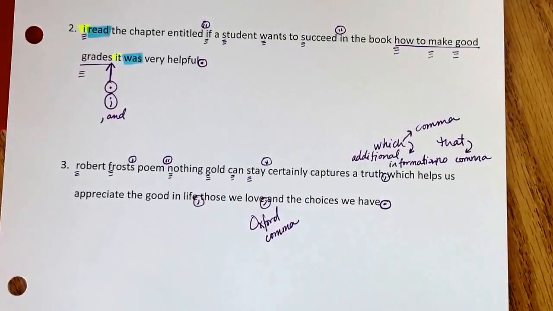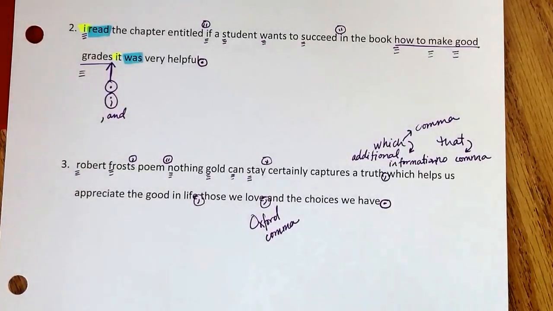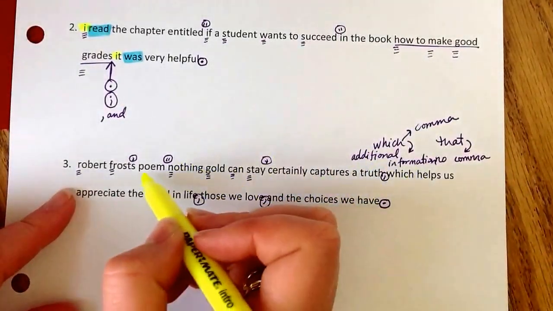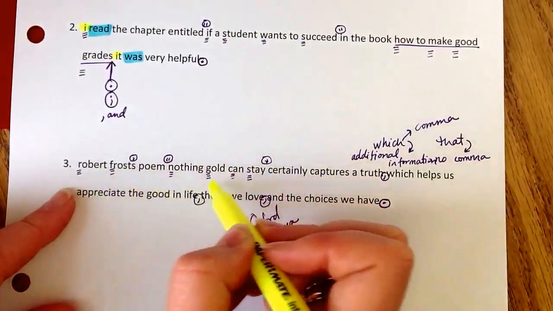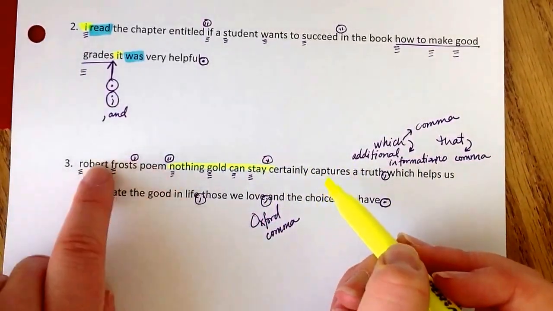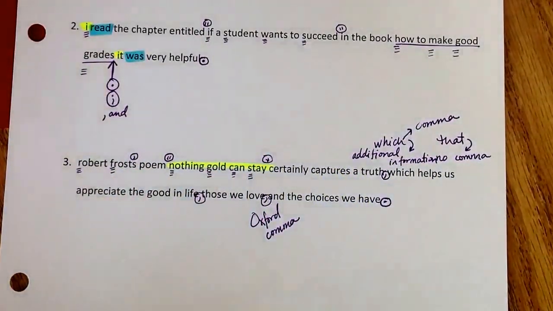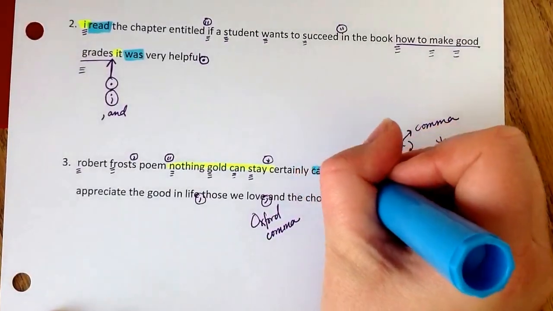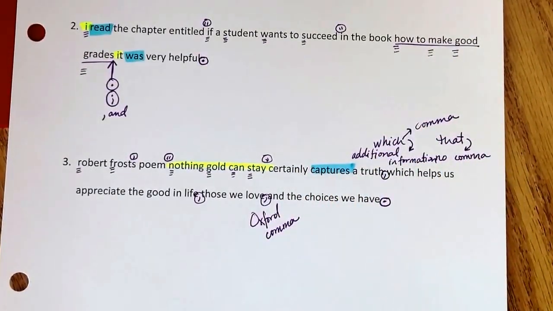The Oxford comma is really good for helping our reader understand the difference between where we have 2 things that are connected and when we have 2 different things that are in a list. And we will continue talking about that this year, okay? Make sure that you've got this sentence all corrected. Let's go ahead and find our subject. Robert Frost's poem, Nothing Gold Can Stay. And I could actually just make this my simple subject because these all describe Nothing Gold Can Stay. And my verb is captures. That's my simple predicate, okay? Make sure yours are correct.